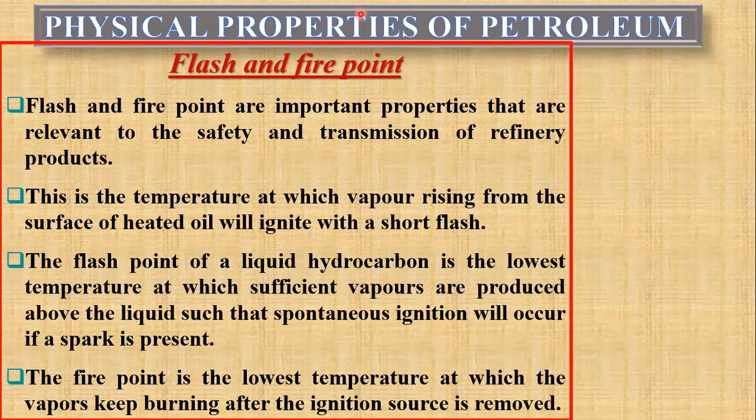The flash point and the fire point will let you have an idea of how flammable your crude oil or your crude oil product is. For example, a gas has a low flash point as compared to petrol, and petrol has a lower flash point as compared to diesel. So if a substance has a low flash point, it means that it is highly flammable.